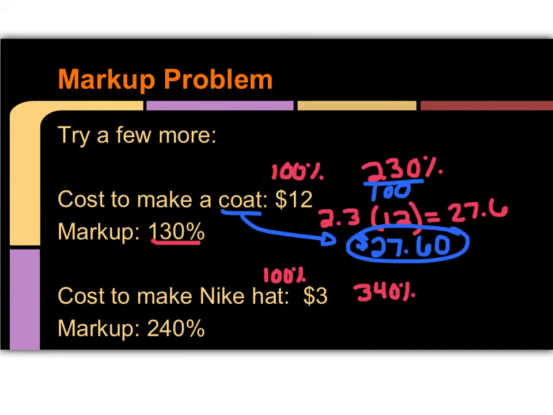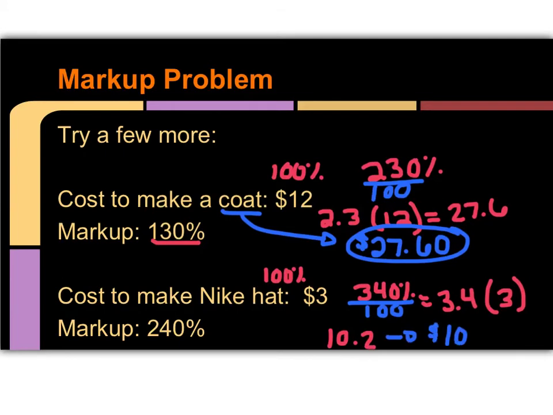So now I'm going to convert that to a decimal by dividing by 100. You get 3.40, 3 4/10, 3.4. And then I'm going to multiply that by the $3 it cost them to make it. When you do that, you get 10.2. But again, we're talking about money, so that means $10.20. So even though it only cost Nike $3 to make the hat, they're going to charge $10.20. That way they make a profit on what it cost them to make.